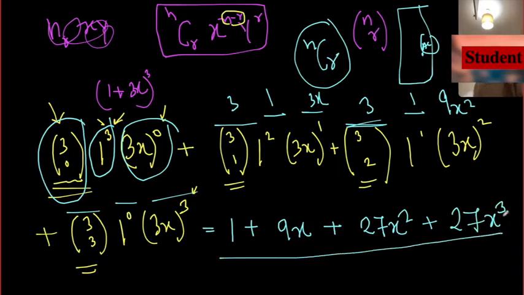If you want to rearrange, write this one first, second, third, and fourth. So the answer will be this one. And what we have to do in this question is put x equal to 1. Is that right? Verify. If you put x equal to 1, what will you get? This is 1, plus 9, plus 9, plus 27. How much is that?